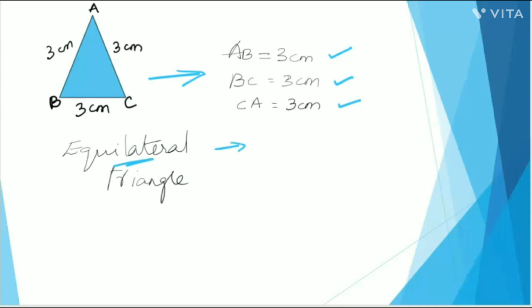Also remember, the angles in an equilateral triangle will be 60 degrees. Angle A is equal to 60 degrees, angle B is equal to 60 degrees, angle C is equal to 60 degrees. That means this angle and this angle, all angles will be 60 degrees.